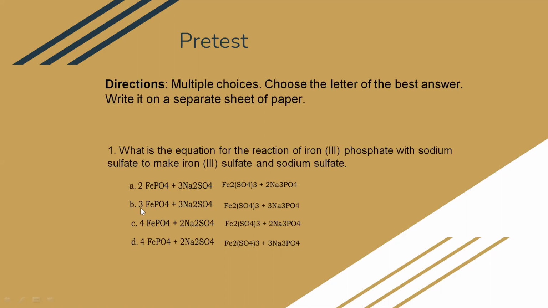Letter B, we have 3 iron phosphate and 3 sodium sulfate with iron sulfate plus 3 sodium phosphate. C, we have 4 iron phosphate plus 2 sodium sulfate and iron sulfate plus 2 sodium phosphate. Letter D, 4 iron phosphate plus 2 sodium sulfate and iron sulfate plus 3 sodium phosphate.